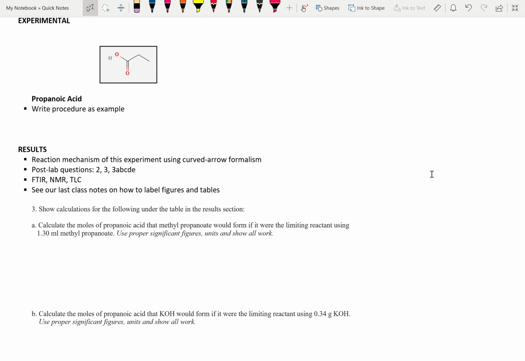Then you would include your post-lab questions 2, 3, and then there's another question 3, A, B, C, D, E. In these post-lab questions, you have tables to create.